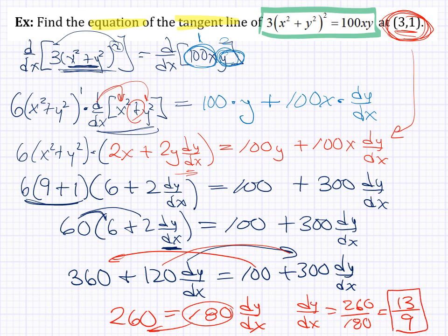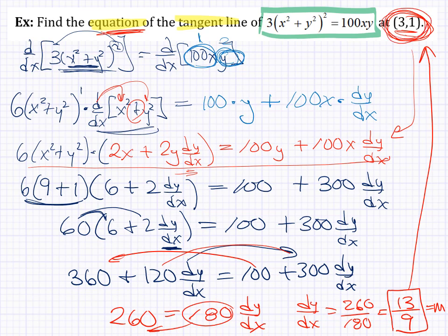That is the slope of the tangent line at this point. And again, I could have got dy dx by itself first here and then plugged 3, 1 in. Either way, I should get 13 over 9. But that's not it, because that's not what the question said. It didn't say find the slope of the tangent line at 3, 1. It said find the equation of the tangent line. So now I need to use that slope. This is the slope, and I need to use this point and write the equation of the line.